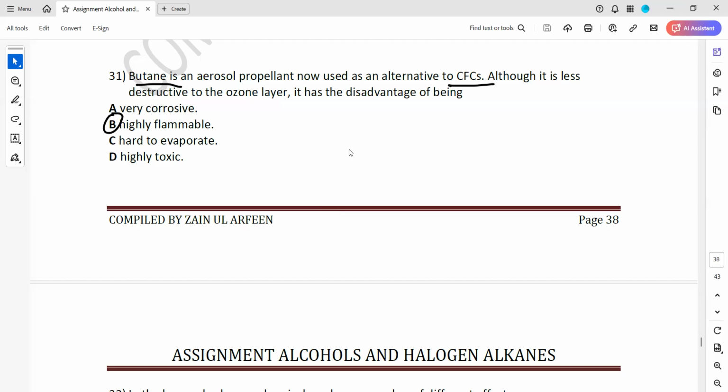corrosive? Corrosive refers to when something causes damage to a surface, like it can be skin, it can be metal, it can be any surface. It damages the surface. We call it corrosive.